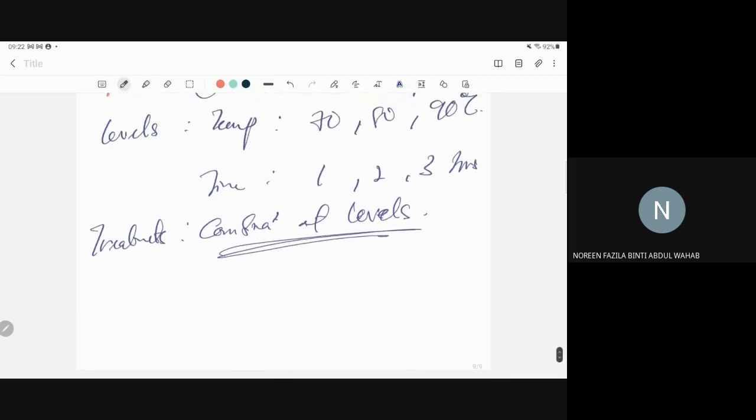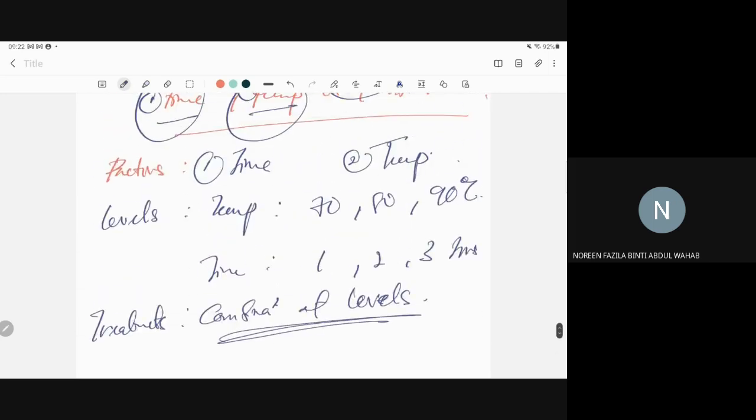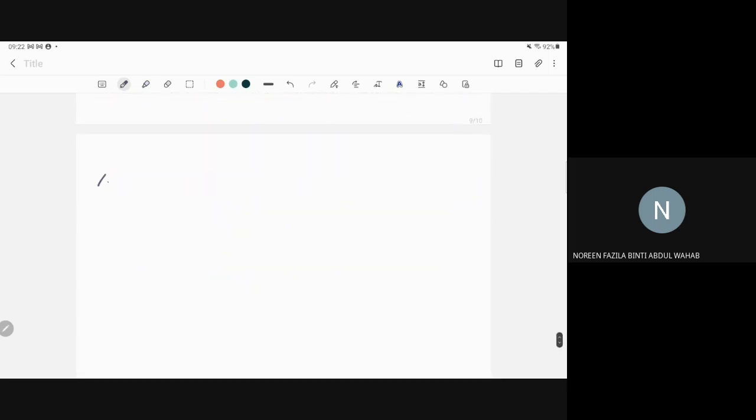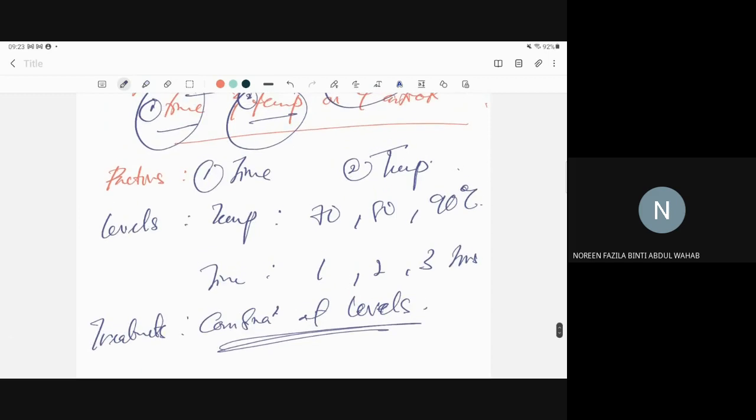For example, what are the treatments? Treatment one, with levels 70, 80, 90, is 70 degrees C for 1 hour. So that is a combination of temperature and time, based on the levels. It cannot be any combination, but it has to be a combination of the levels.